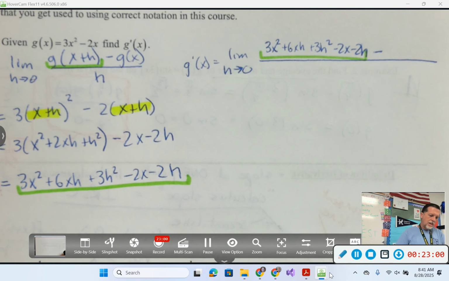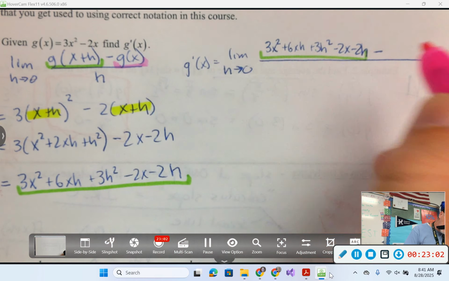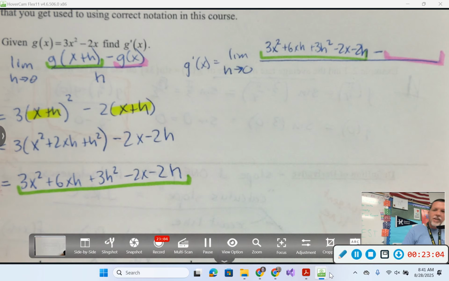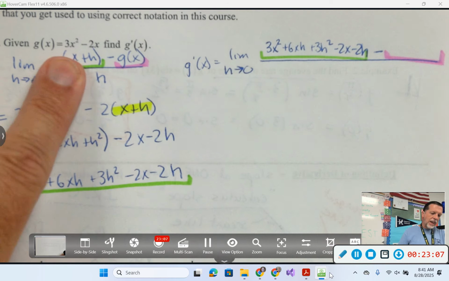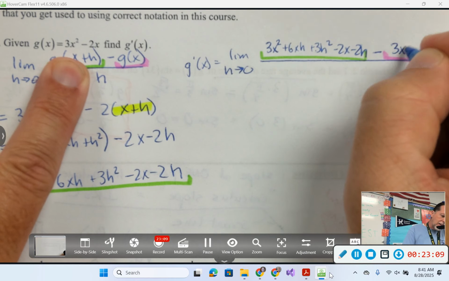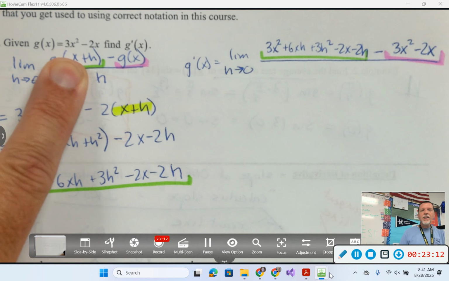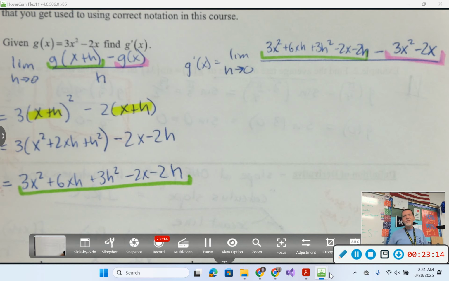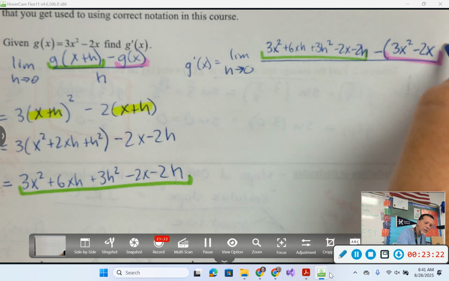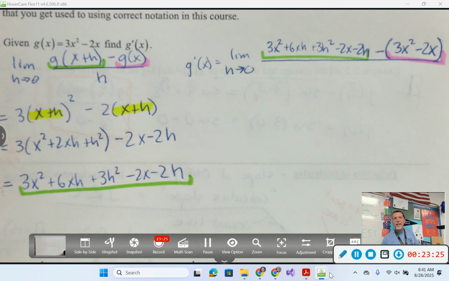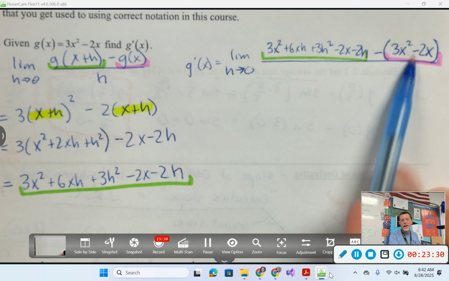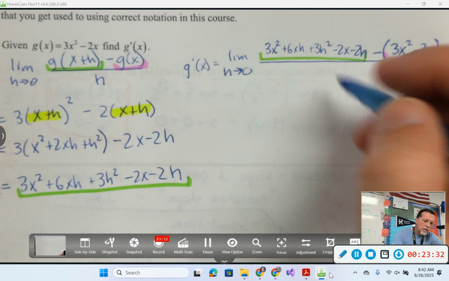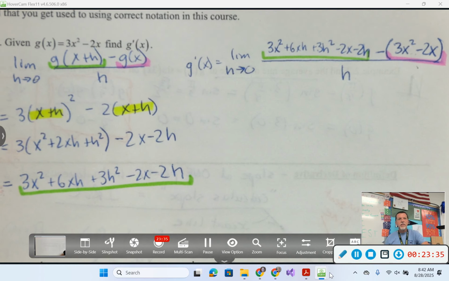Minus, need to subtract g of x now. That one's easy because they gave us g of x. I didn't have to do anything to that. I just made a minor mistake. I need to subtract all of that. So Barrett, you're right. You can just distribute the minus sign kind of on the fly and make that plus. And then all over h.